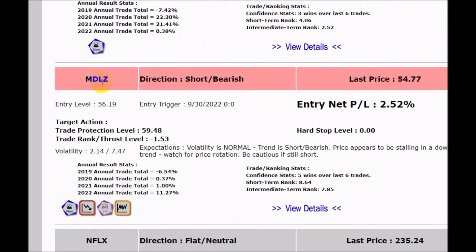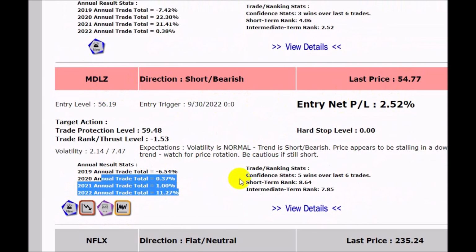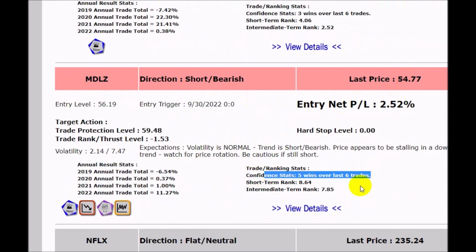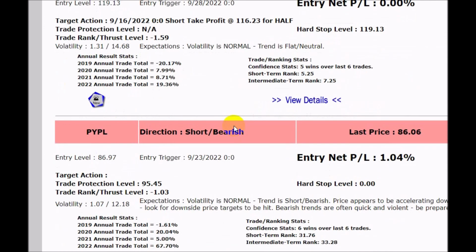We've got MDLZ, $54 stock from 9/30, just yesterday. And you can see it's been holding its own, not great, but 5 of the last 6 are winners. 8 to 9% volatility ratio, still ranking fairly solidly. This would probably be about a 50 or 60% allocation level.